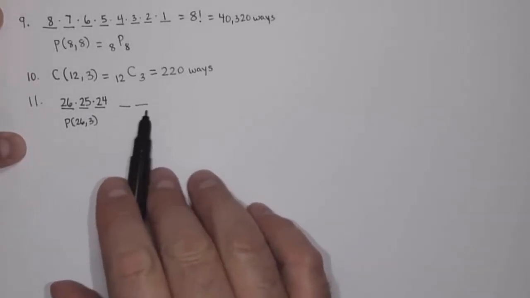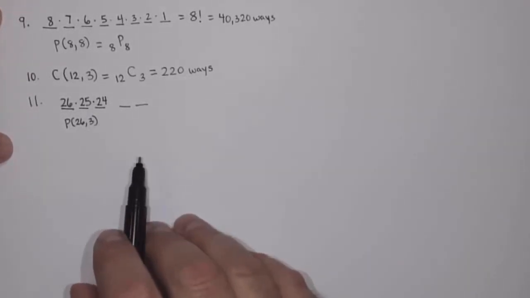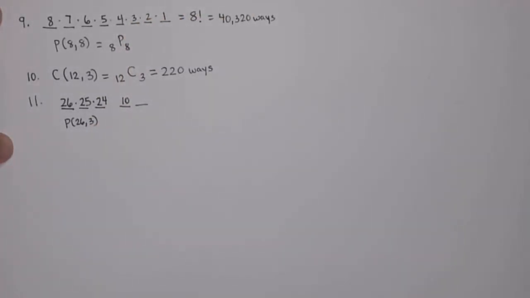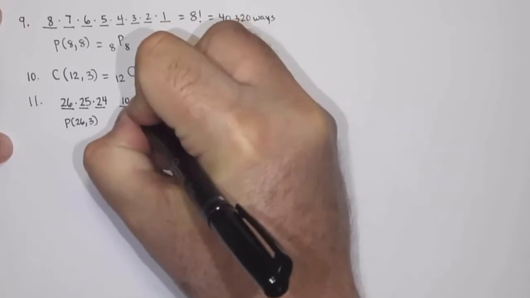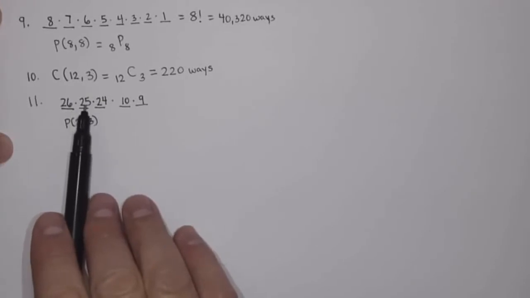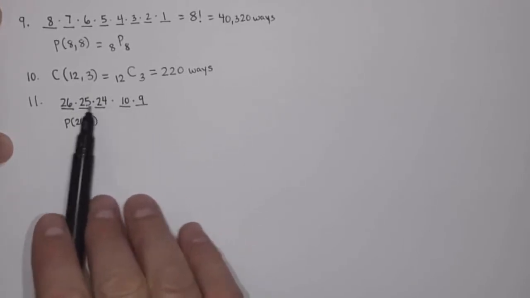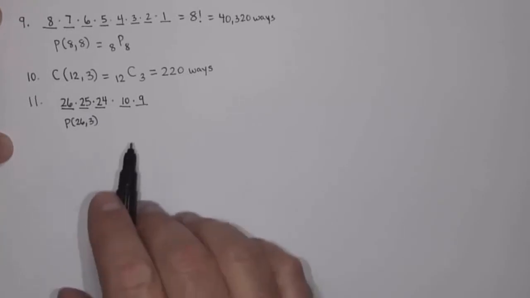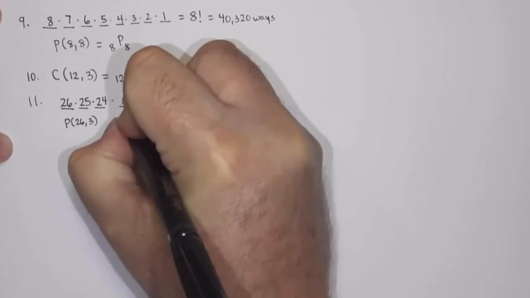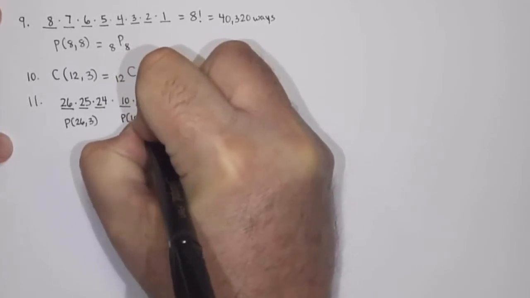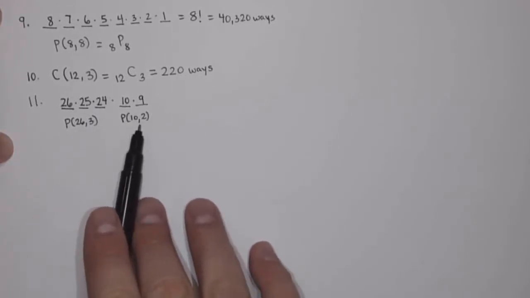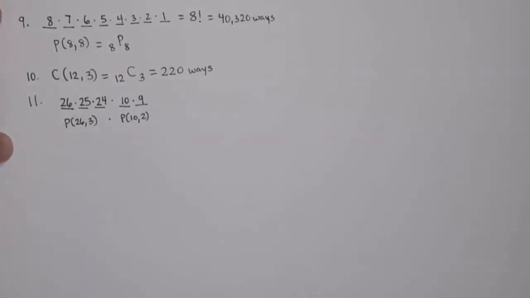Now we have to pick two different digits. So of the digits, there would be 10 possibilities for the first digit, and then there would be 9 possibilities for the second digit. So altogether, there would be 26 times 25 times 24 times 10 times 9 different passwords possible. Incidentally, that 10 times 9 we could also think of as a permutation of 10, and we're choosing 2. So we could do it like the earlier problem. I could find this permutation, I could find this permutation, and multiply those two things together.